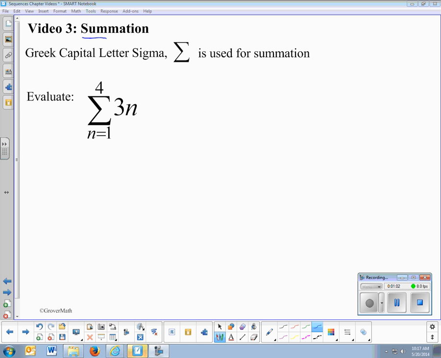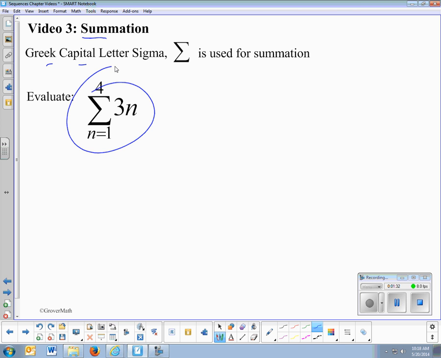Now, the symbol we use for summation is the Greek capital letter sigma. That's what this giant symbol looks like. It kind of looks like an E, I suppose, but it's a capital letter sigma. We've dealt with the lowercase letter sigma before when we did standard deviation. So this is capital sigma, and it's just the symbol that we use for this concept of summation. How it works is best described by looking at an example.